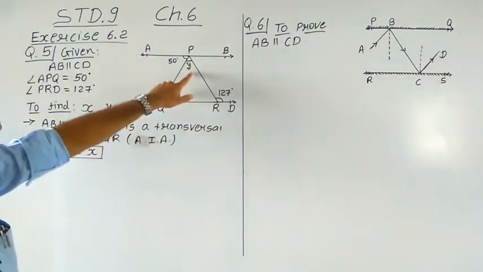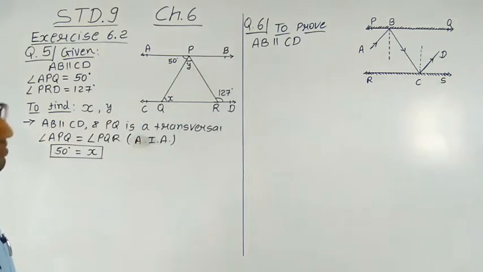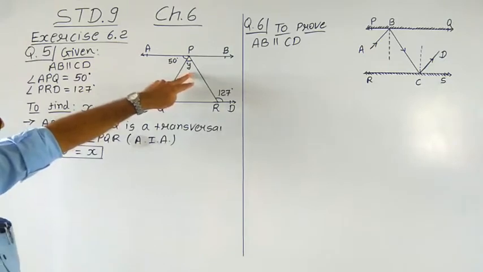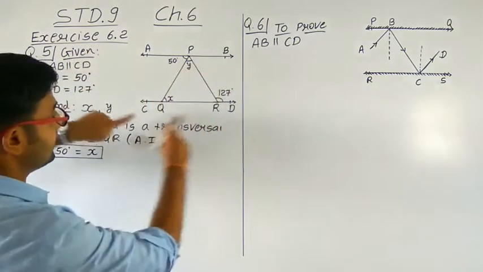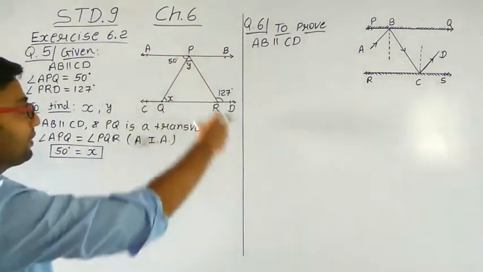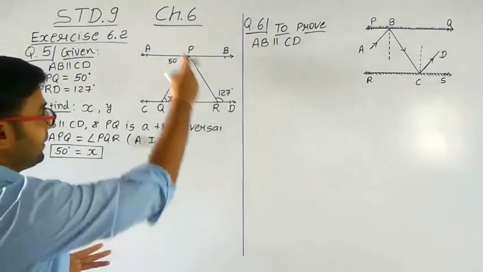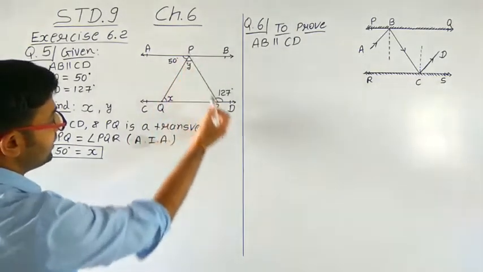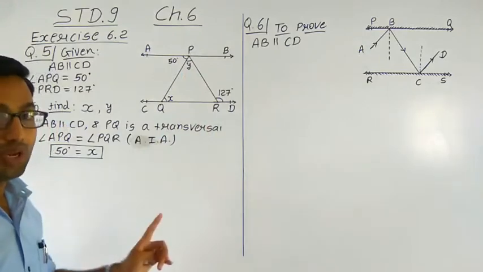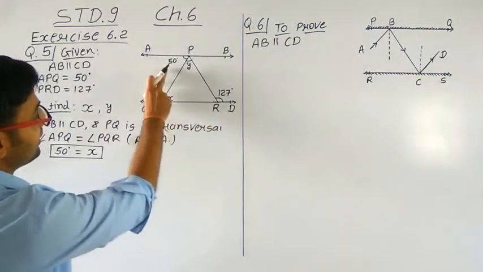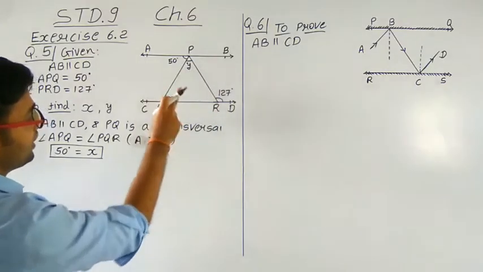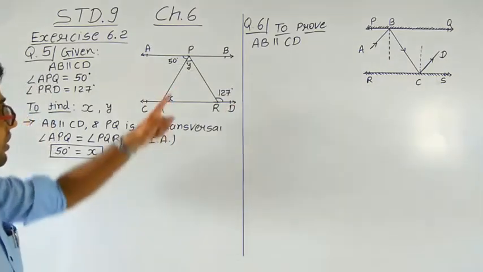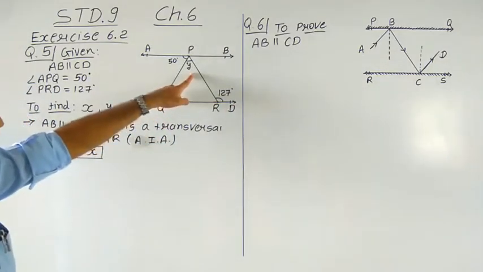Now think about this y. How can we get the y? There are two methods. First method is we can consider AB and CD lines as parallel. We can now take PR as a transversal. When we consider PR as a transversal, this angle APR and PRD will be equal. This angle APR is made by the two angles 50 and y. So we can write down 50 plus y is equal to 127. In this way, first way, we can find out the value of y.